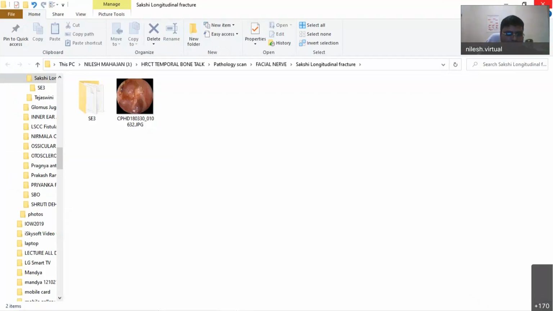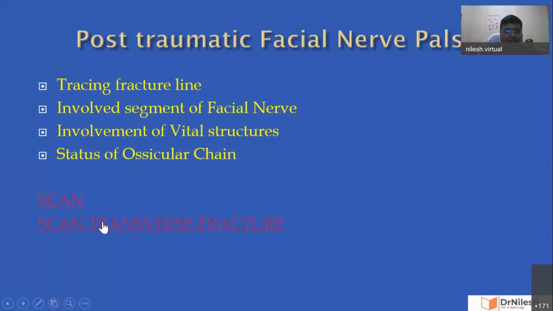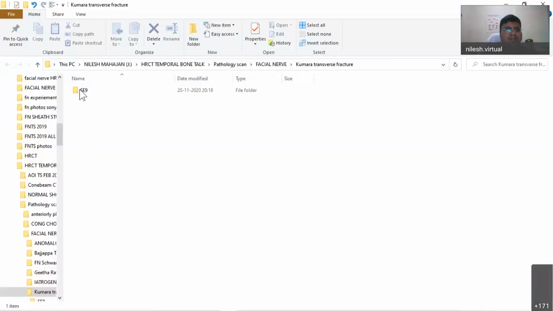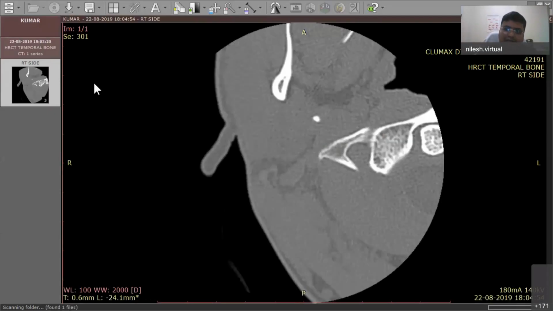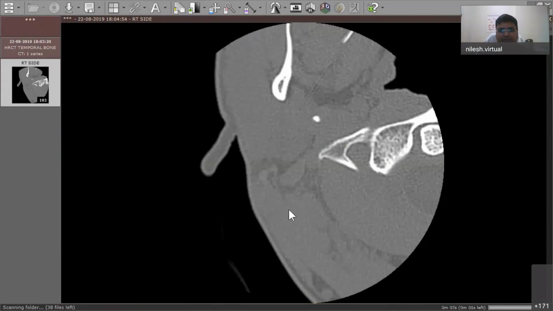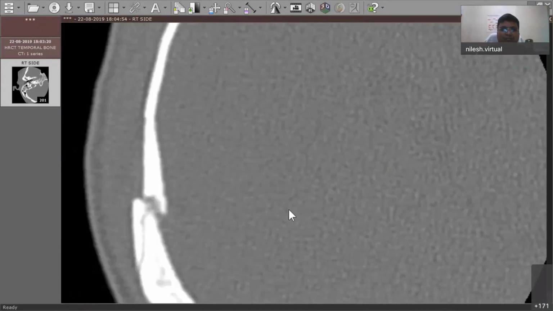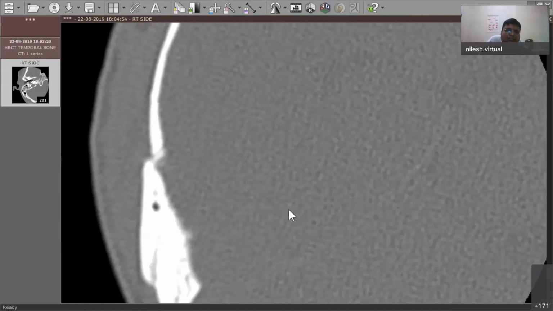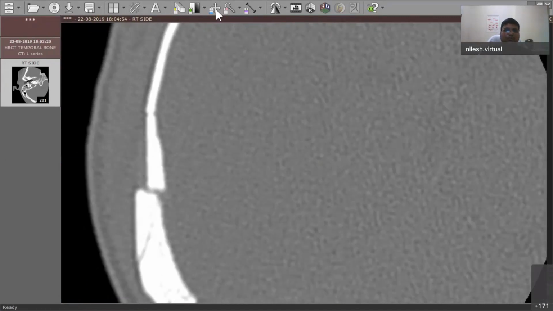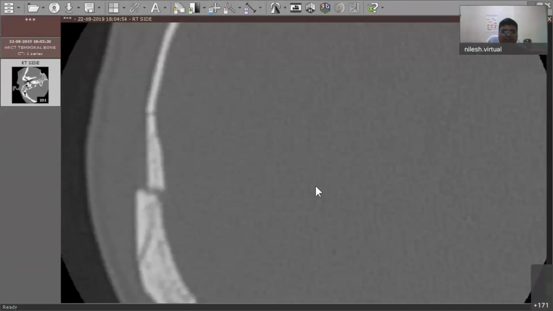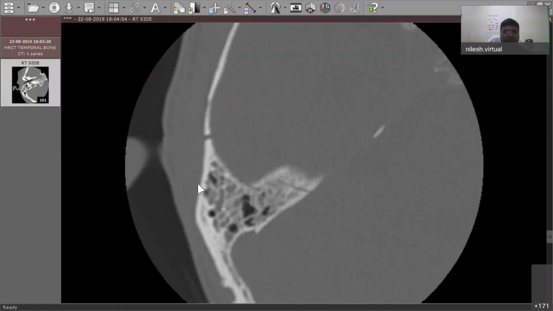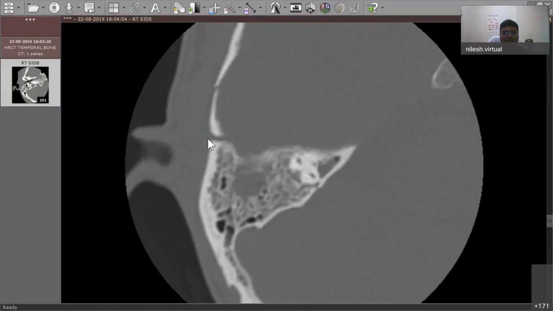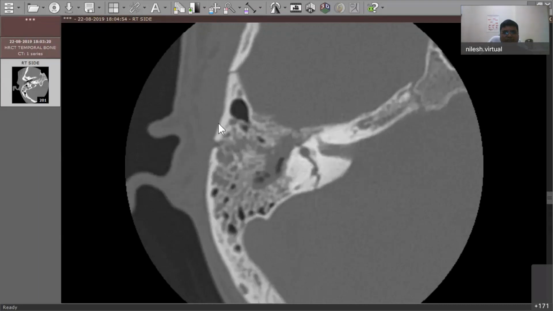What I'll show you is the transverse fracture. Currently radiologists don't divide it as longitudinal and transverse fracture. They divide it as otic capsule involving and otic capsule sparing fracture, because there can be multiple fractures. So here you are seeing there is a fracture line in the squamous part of temporal bone. You are going down, again the fracture line in the squamous part of temporal bone.